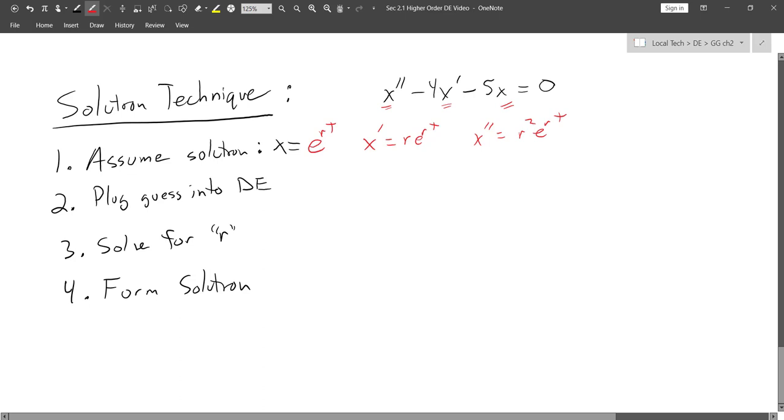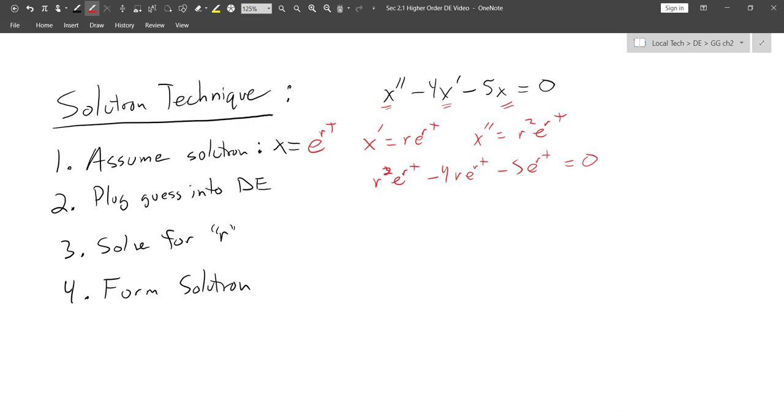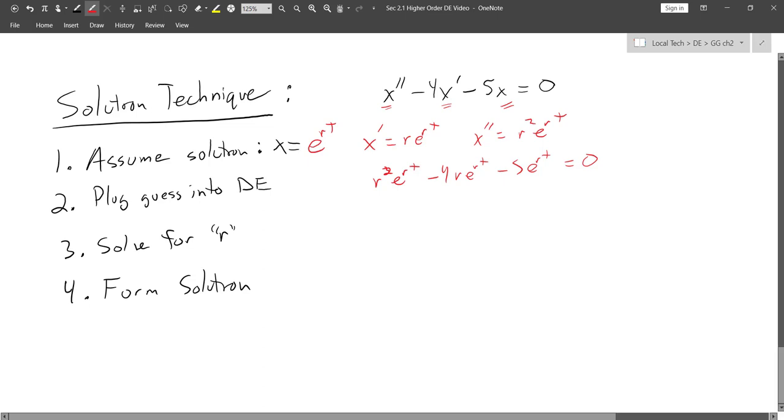Now, if I plug these values into my differential equation, I'll have x double prime, which is r squared e to the rt, minus 4 times x prime, which is r e to the rt, minus 5 times x, which is e to the rt, and this is supposed to be equal to 0. Now, because e to the rt is an exponential and is never equal to 0, I can actually divide through by e to the rt. When I do that, I'll get r squared minus 4r minus 5 equals 0.